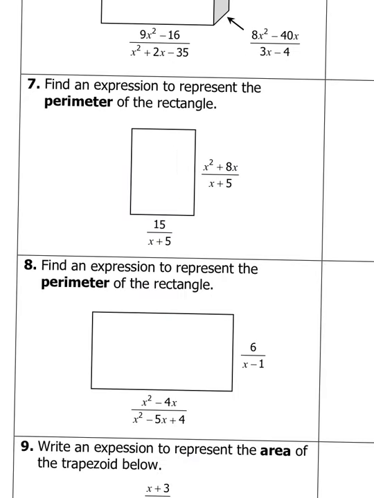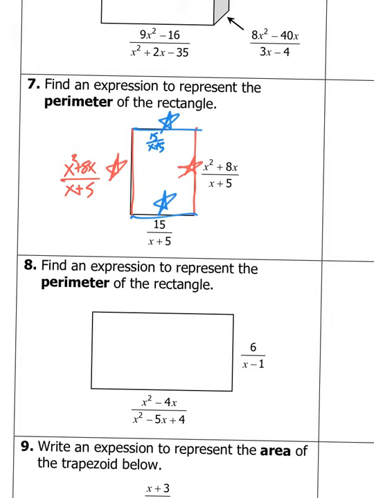All right, now perimeter. Perimeter, if you remember, we're just adding up the sides, right? Going around the perimeter, going around the outside. The thing we know about rectangles is that the opposite sides are the same, right? So I know over here is x squared plus 8x over x plus 5. And up here would be 15 over x plus 5, right?